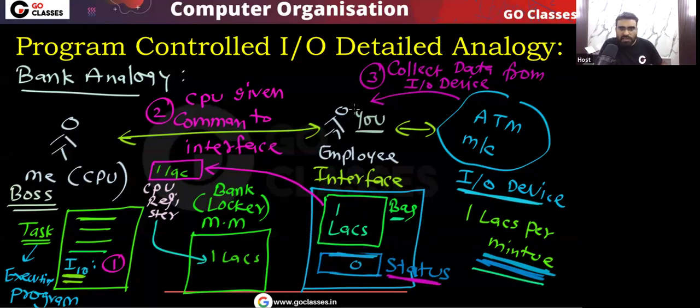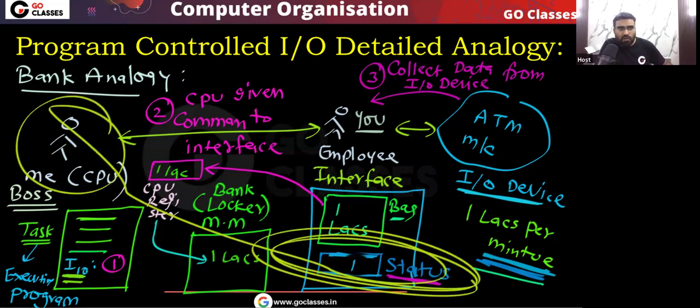Now what will this interface do? When 1 lakh rupees is ready, the interface will make the bit 1. Now the CPU is continuously checking: is the status 1? That means the data is ready. When the CPU sees that data is ready, now what will happen?